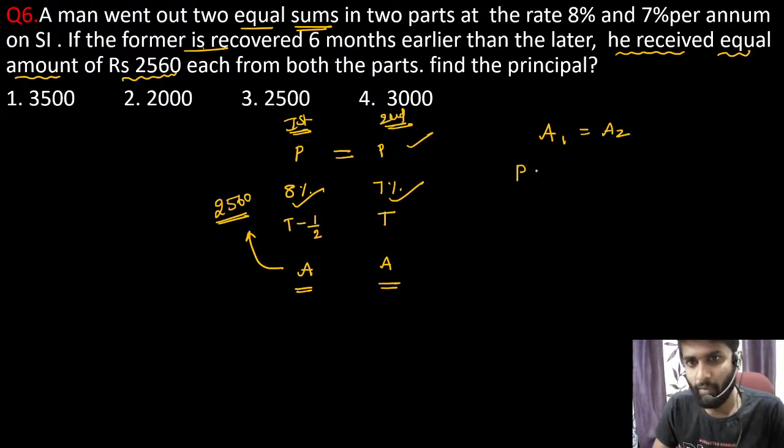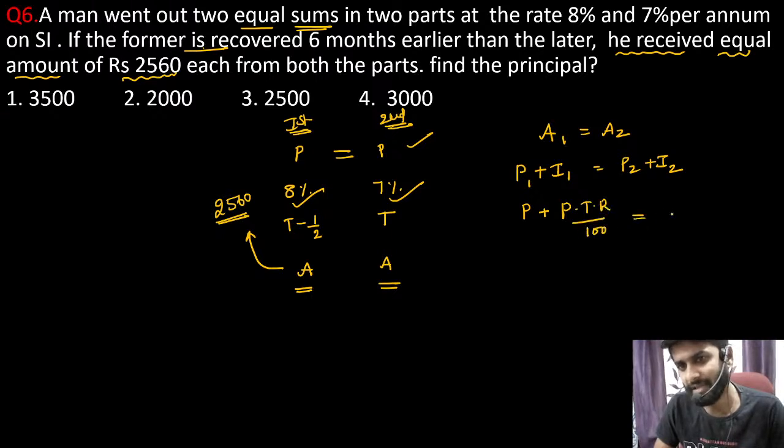Now see, amount means principal plus interest: A1 is P1 plus I1, and amount 2 means P2 plus I2. We know the information: P is common, no need to take it in these steps, guys. Now the interest formula is P into T into R by 100. Same thing for I2: the principal is the same, so I2 equals PTR by 100. Now you just cancel P and P, but you don't cancel T1 and R1.